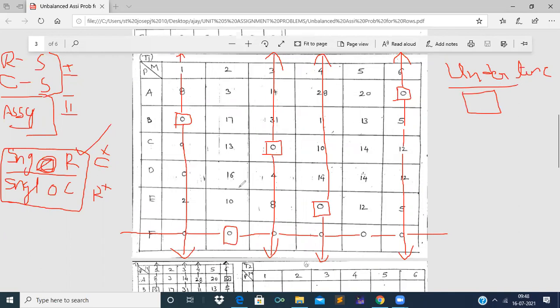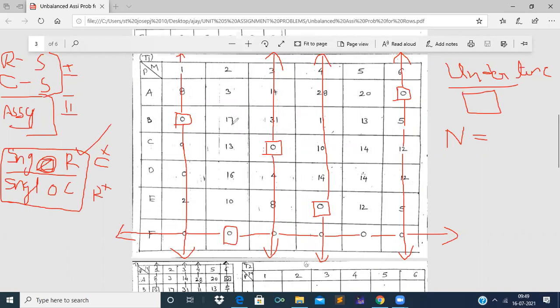Therefore all zeros are exhausted. So now let us count the number of lines here. Number of lines, that is capital N, is equal to, right? So line 1, line 2, line 3, line 4 and line 5.